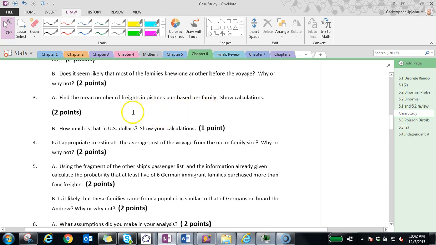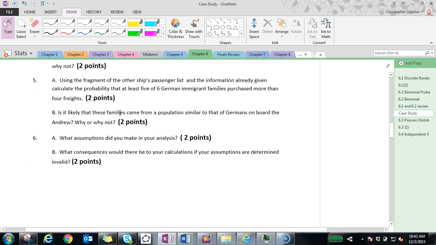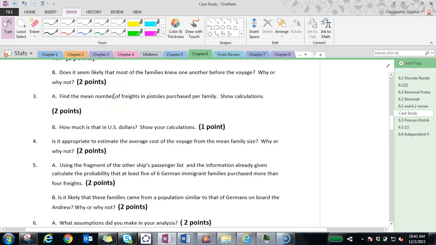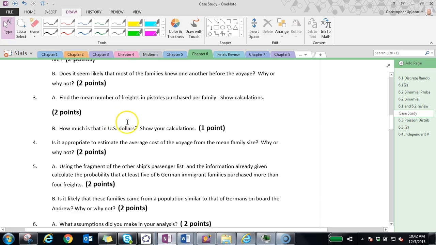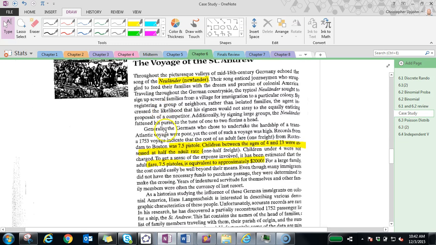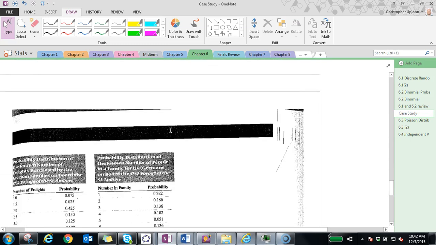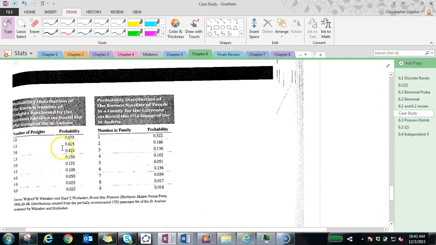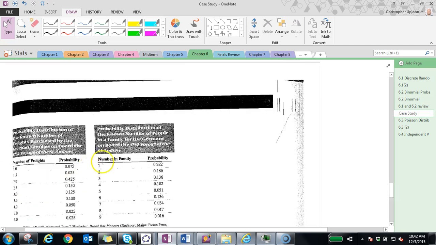Find the mean number of freights and pistoles purchased per family. Show calculations. I don't need to see the calculations. And then convert it to US dollars. Mean number of freights: well, you've already found the mean number of freights here. You should have. Now you need to put it into pistoles and then dollars. So it's conversions. Should be two values.